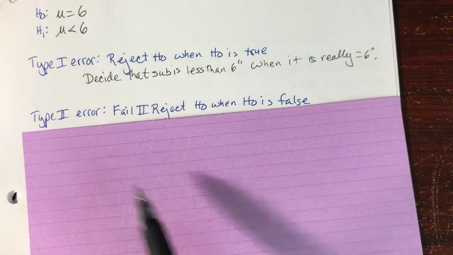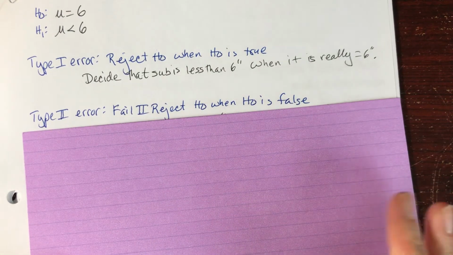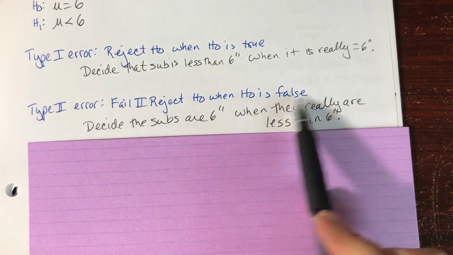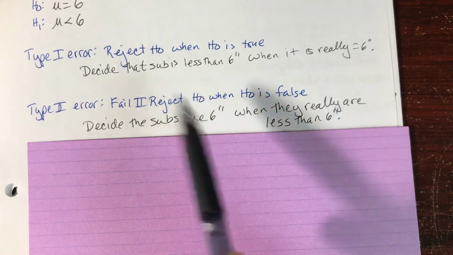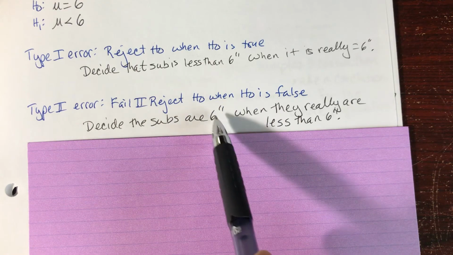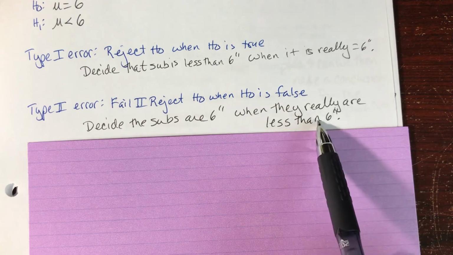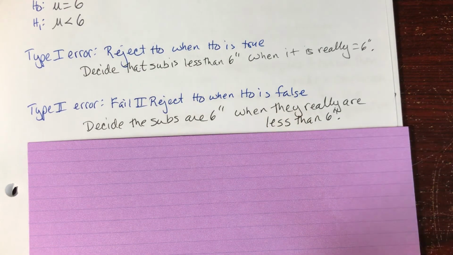Type 2 error. Fail to reject the null when the null is false, which means you decide the subs are 6 inches when they are really less than 6. This is an error in the favor of the company. This is against the customer, right? That says the company's doing just fine, but really the company isn't giving you the product you buy. This is an error for the customer.